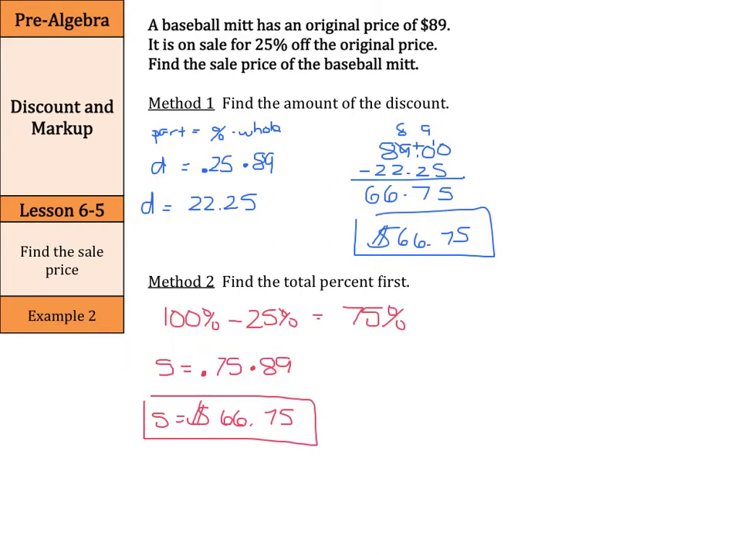Both involve the percent equation. In one, you're finding the discount and subtracting from the original price. In the other, you're doing your subtraction first to say, okay, I'm paying 75%. What is that? And you're calculating it right in your equation. 2 methods, you get to decide which you like best.